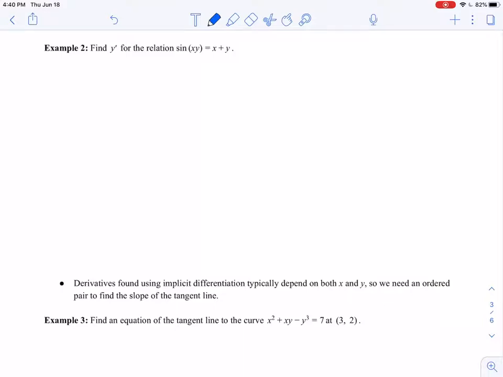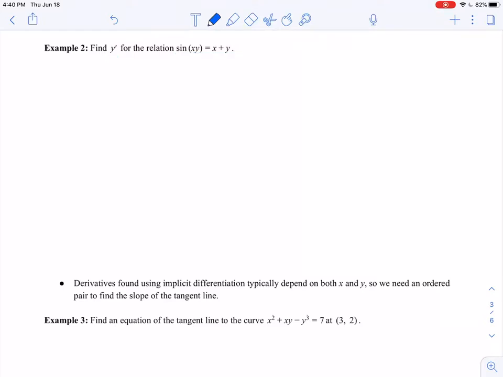Now that we've seen the benefit of implicit differentiation, let's try looking at some examples using it, and we'll also revisit some classic calculus examples using implicit differentiation, so equation of the tangent line and things like that. So first up, I'm going to find y prime for the relation sine of xy equals x plus y.